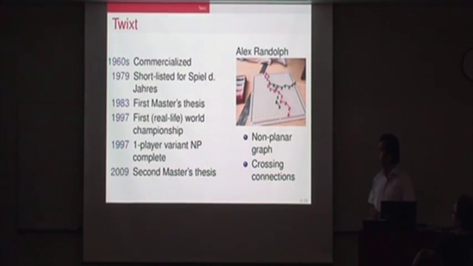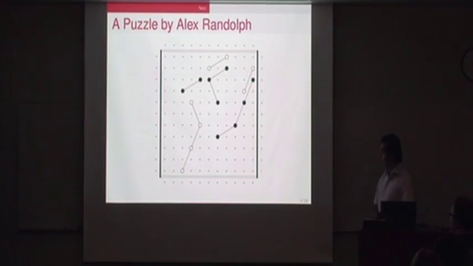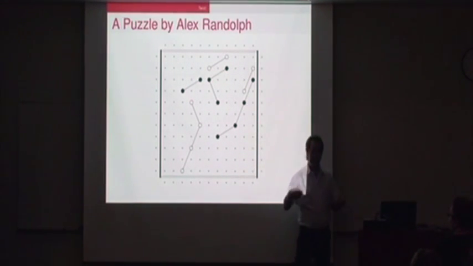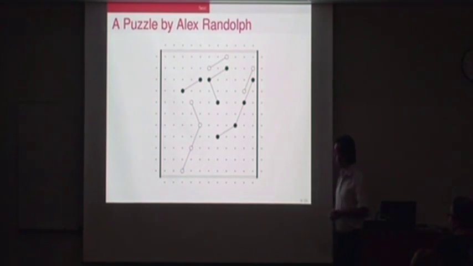More recently, there was a second master's thesis on how to implement Twixt effectively and how to develop heuristics for it. We take a more theoretical approach. So how do we play Twixt? We have a board like this. Black sides, white sides, place pieces one after another. The goal of white is to connect bottom to top, the goal of black is to connect left to right.